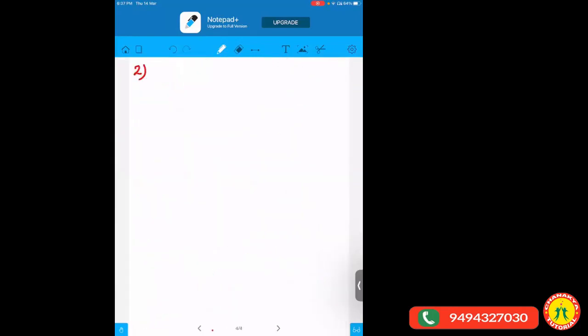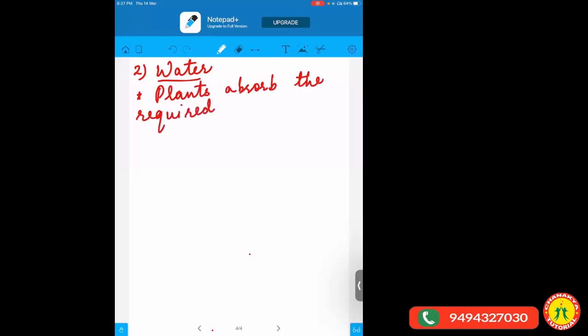Now, the second one: water. As we discussed in the previous class, water will be absorbed by the roots, from the soil. If they ask you to write about water, it is also a raw material, as you know very well. The plants absorb the required amount of water by root hairs.